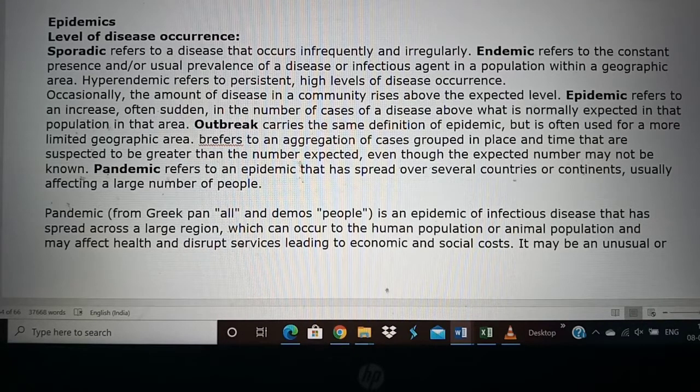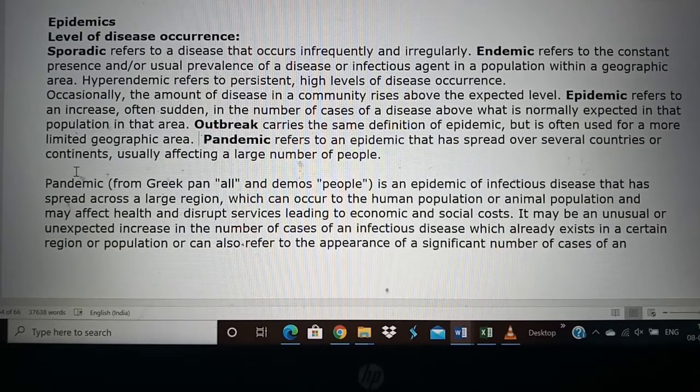Outbreak is also very similar to epidemic, okay, but it is usually limited to a particular geographic area. That is, within a particular boundary, outbreak happens. And pandemic, on the other hand, is an epidemic that has spread to several countries. Okay, pandemics are not usually common. Epidemics are common, outbreaks are common, but pandemics have very rarely happened.